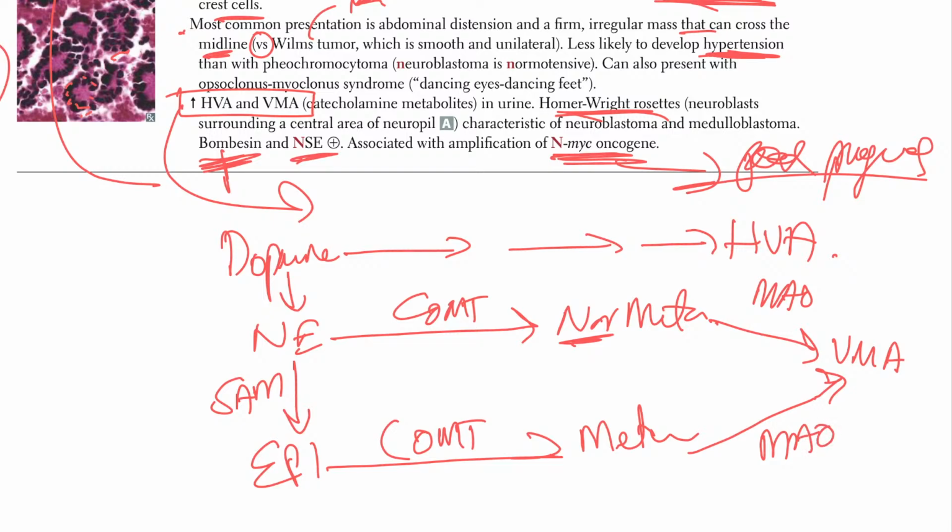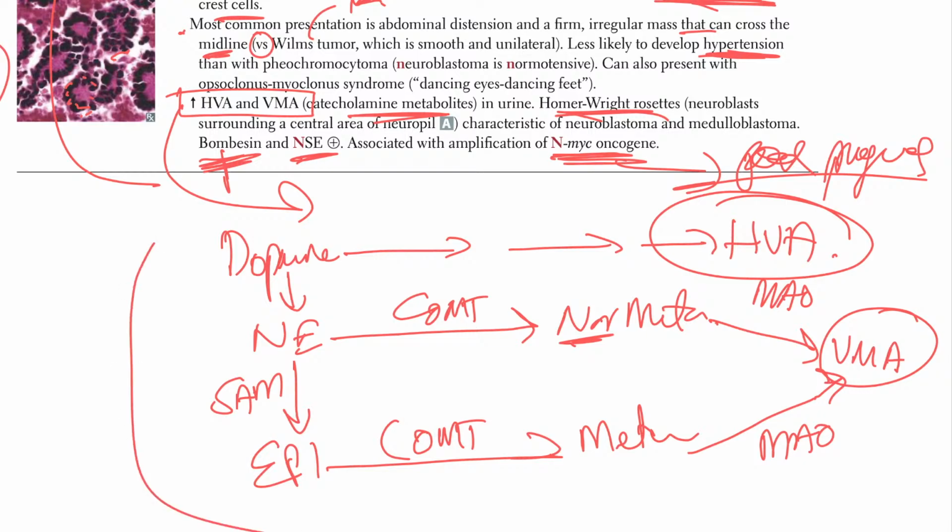Now, this is how we are getting HVA and VMA. HVAs and VMAs are all catecholamine metabolites in urine. And why did I mention all this? Because it's going to show up in the next page or so when we talk about pheochromocytoma. Now let's see what HVA is. HVA is homovanillic acid. Let me write it down here.